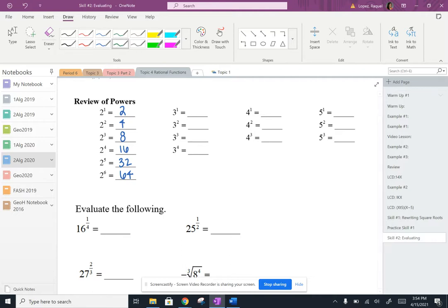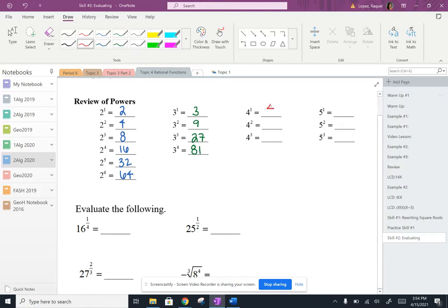Okay, let's do the column of threes. 3 to the first is 3. 3 squared is 9. 9 times 3, or 3 cubed, is going to be 27. And 3 to the fourth is going to be 81.